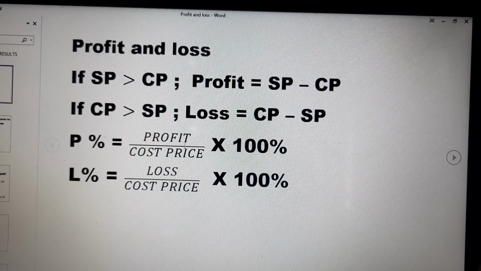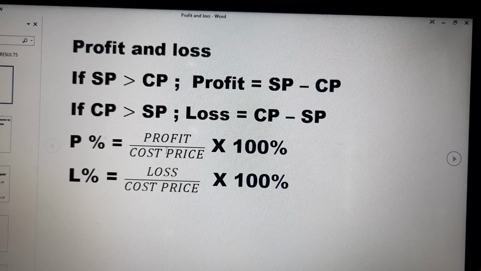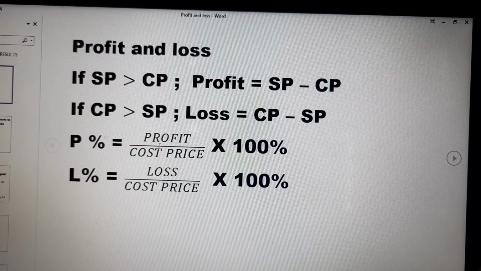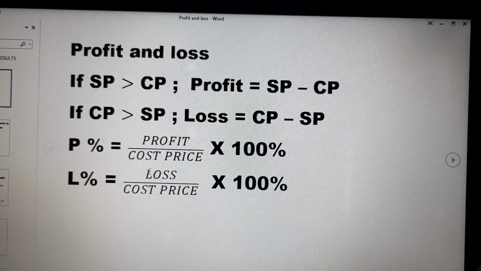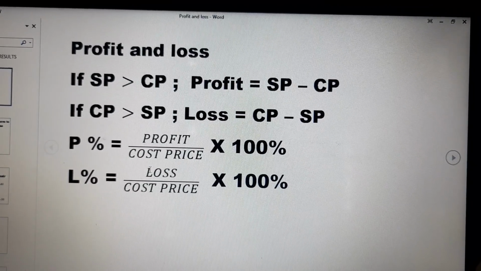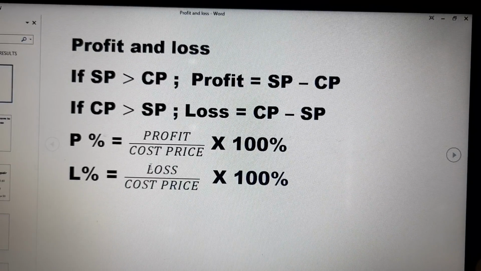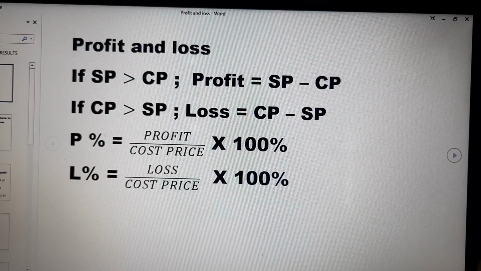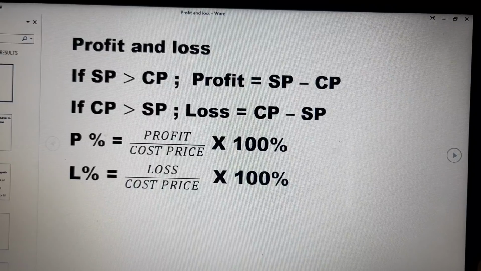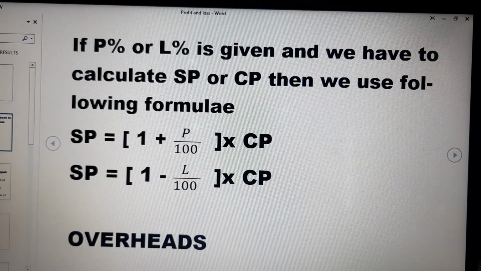In case we have to calculate profit percent, the formula says profit upon cost price into 100%. Clear? And if we have to calculate loss percent, then we write loss upon cost price into 100%. In both cases, we have to remember that the denominator always remains cost price. It means profit and loss are both calculated on cost price. Clear? You need to write these formulae and you have to learn them also. Moving on to the next slide.